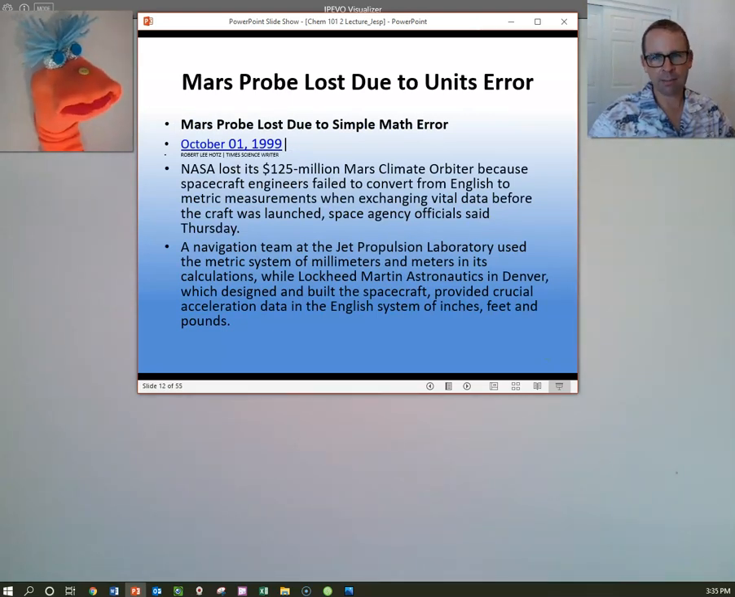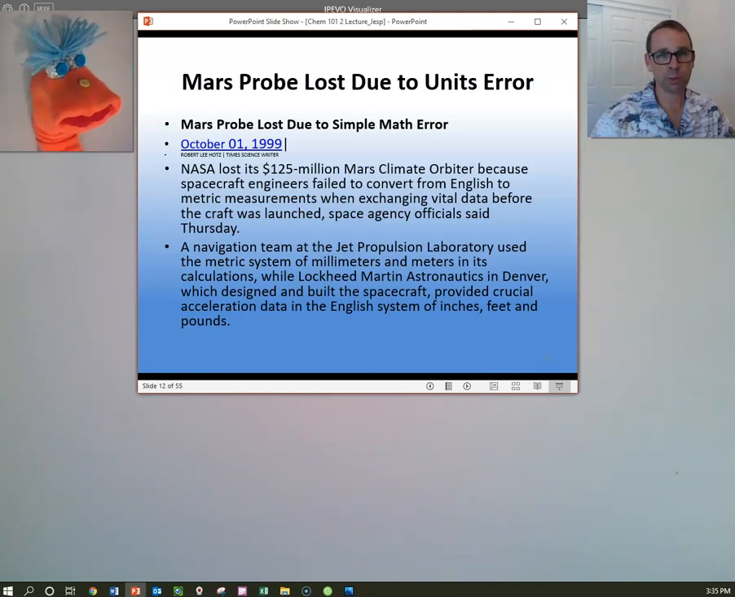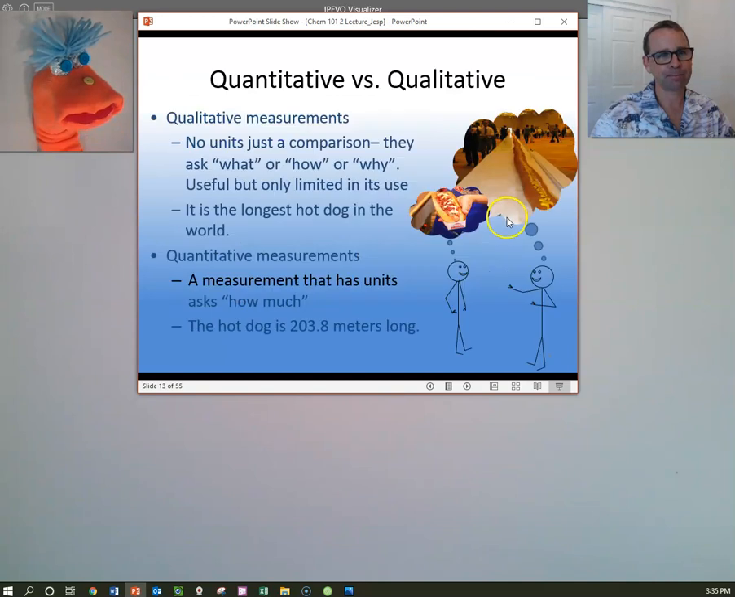Back in 1999, there was a disaster where a Mars probe was lost because the two teams that were working together were using different units. And the result was it crashed their $125 million orbiter, right? Which is a shame. So units do matter.